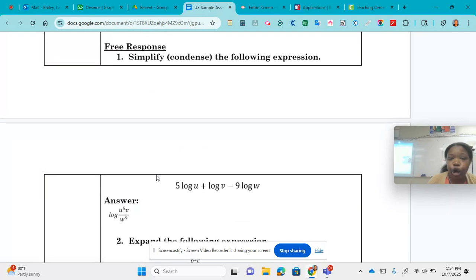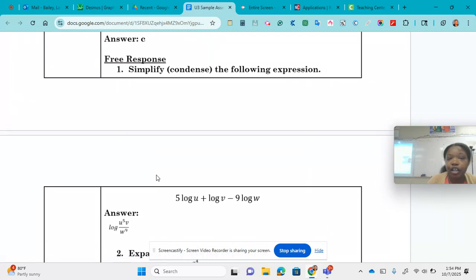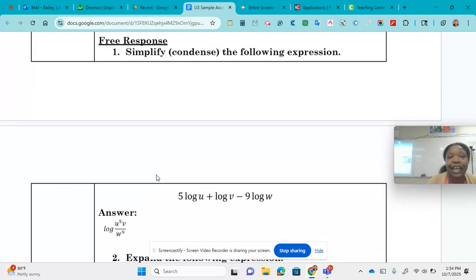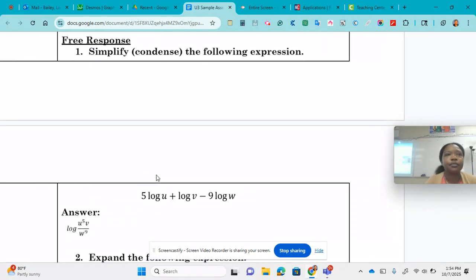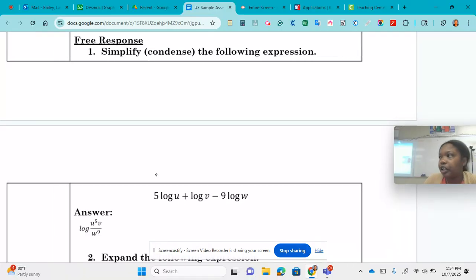Oh, look at this. It looks like a free response, and you will not actually have the answer on there. I will make sure of it.